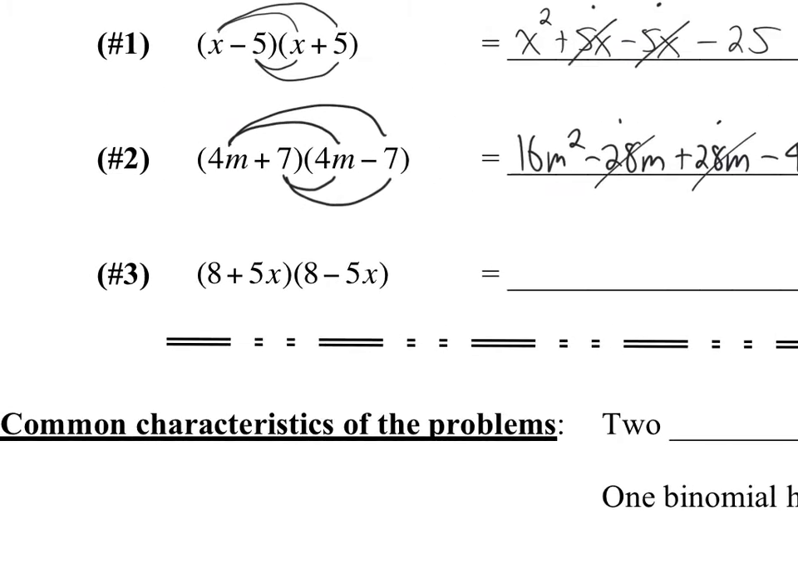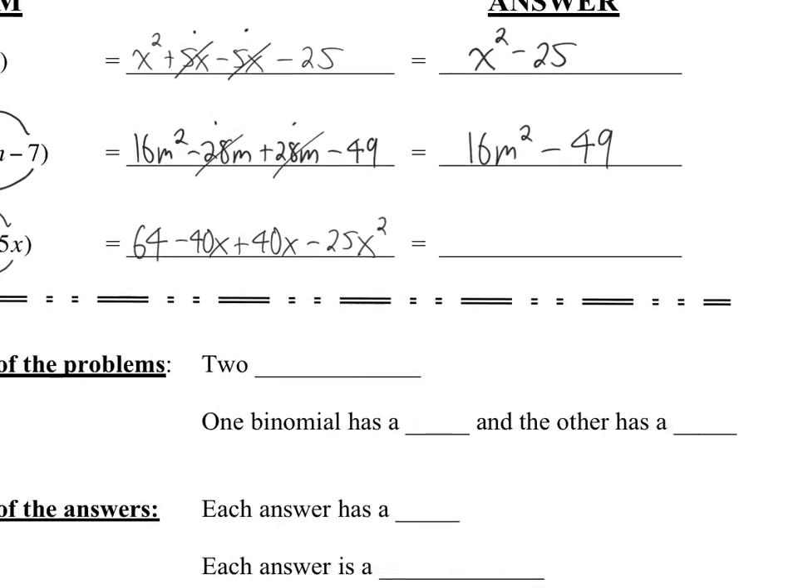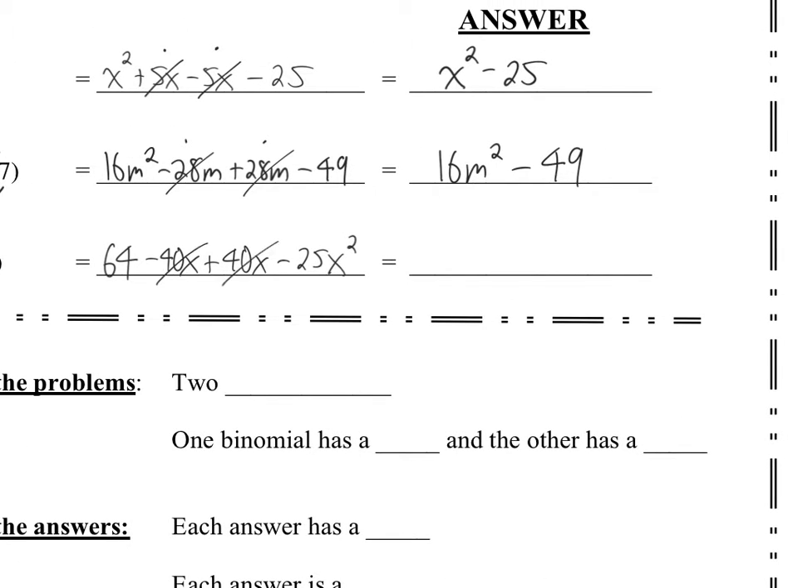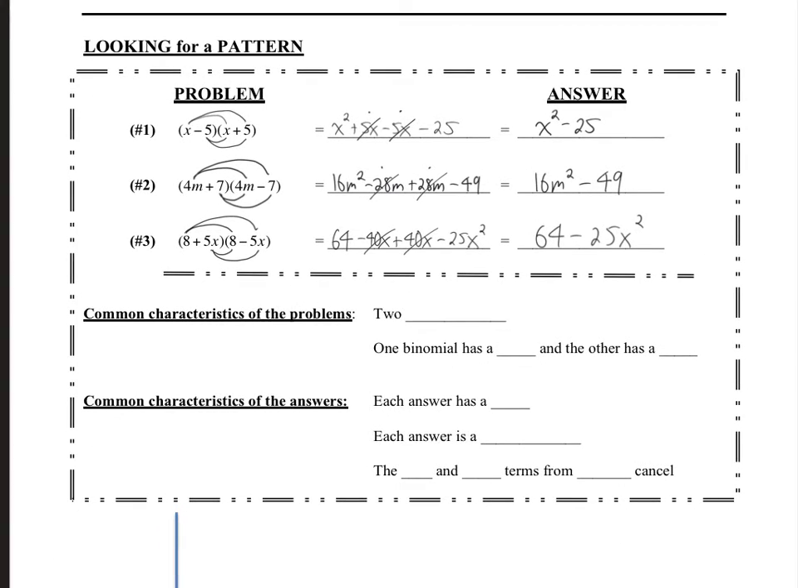Okay, let's keep going. We have 8 plus 5x times 8 minus 5x. We're going to do 8 times 8, which is 64. 8 times negative 5x is negative 40x. 5x times 8 is 40x. And then 5x times negative 5x is negative 25x squared. And lo and behold, look again, negative 40x plus 40x is going to go to 0, and we're left with 64 minus 25x squared. All right, so every time we do binomials being multiplied like this, you're going to get the same kind of pattern, all right?